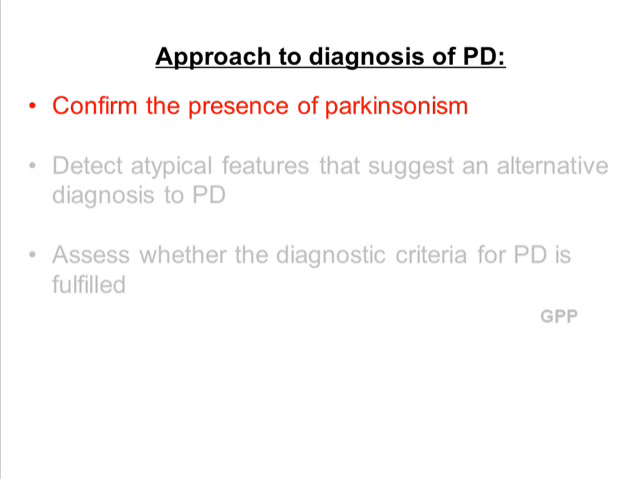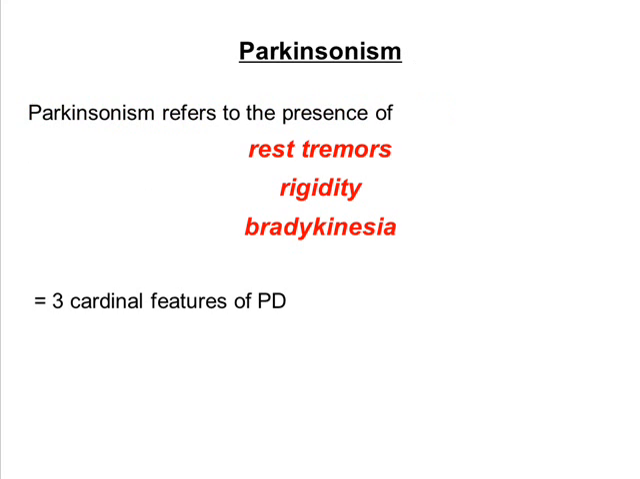So firstly, to confirm the presence of Parkinsonism. Parkinsonism refers to these three cardinal features of Parkinson's disease, which is the rest tremors, the rigidity, and the bradykinesia. So you want to watch out and see whether the patient has these three conditions.